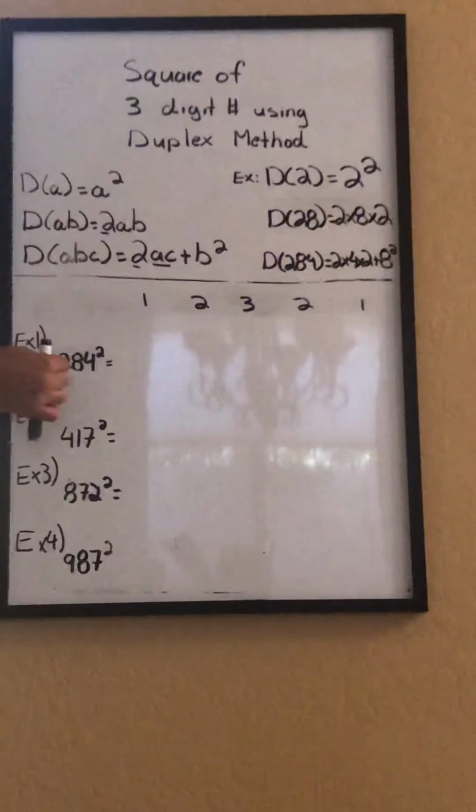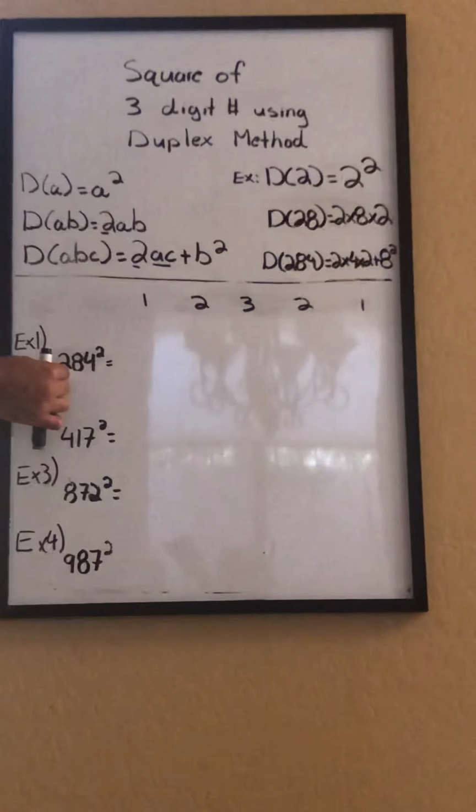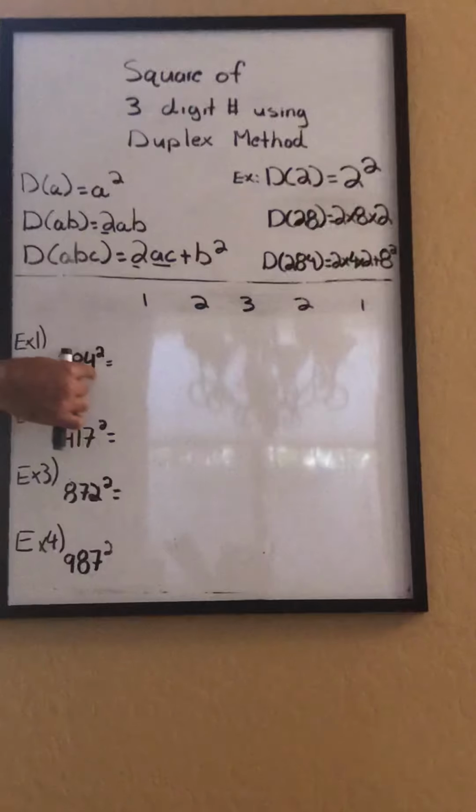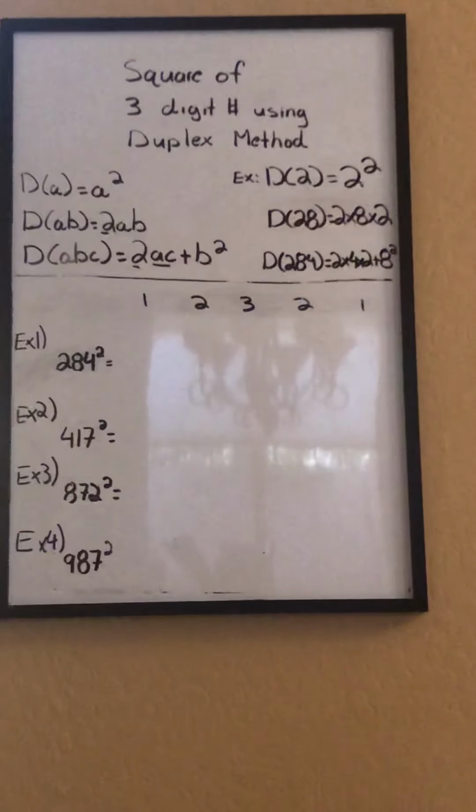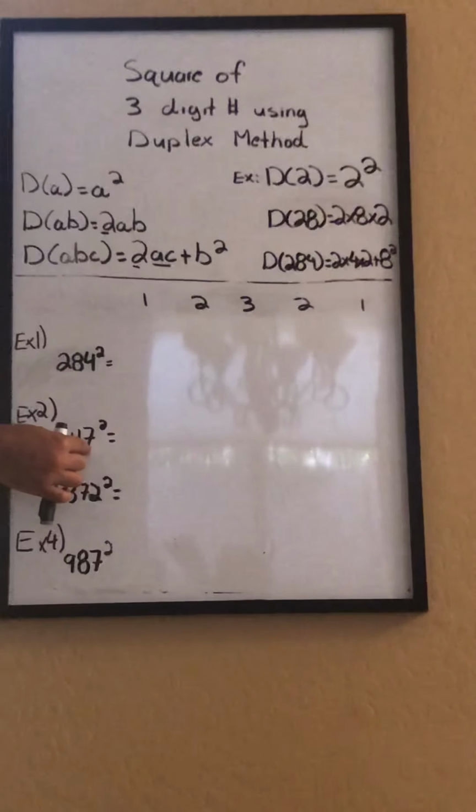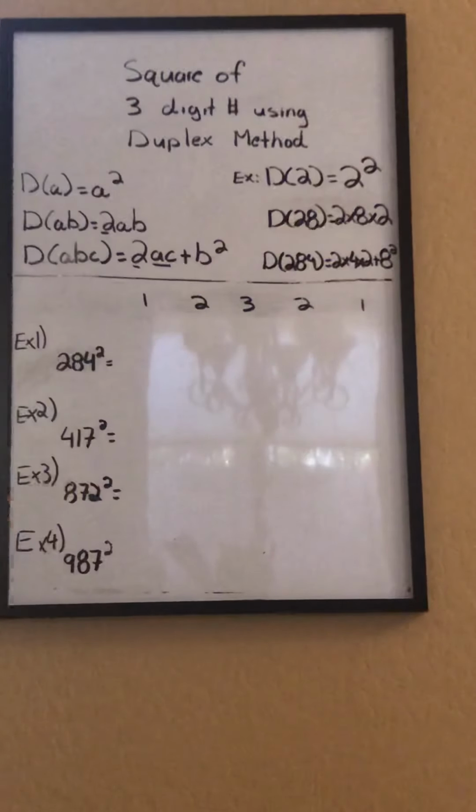We're going to find the duplex of 2, then we're going to find the duplex of 28, then we're going to find the duplex of 284, then we're going to find the duplex of 84, and then we're going to find the duplex of 4. You see how it's a 1, 2, 3, 2, 1 pattern? Again, we're going to find the duplex of 4, we're going to find the duplex of 41, we're going to find the duplex of 417, then we're going to find the duplex of 17, and then we're going to find the duplex of 7. Okay?